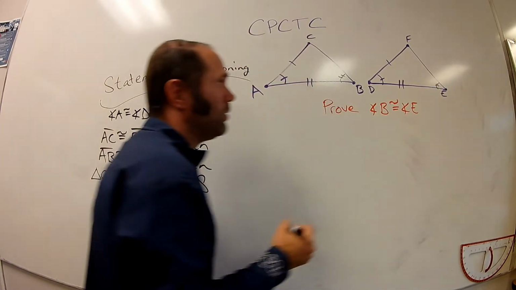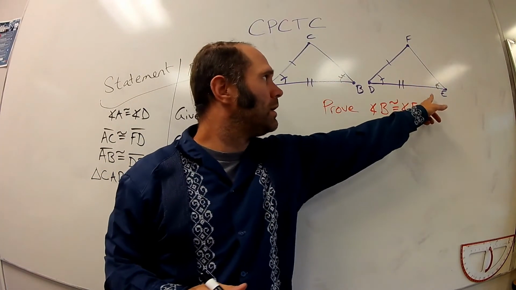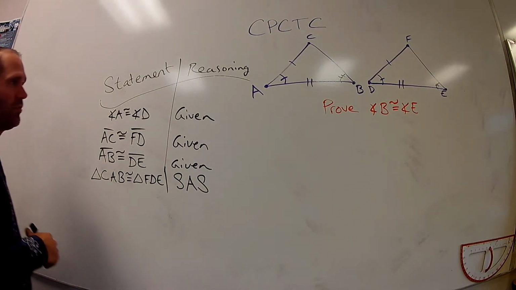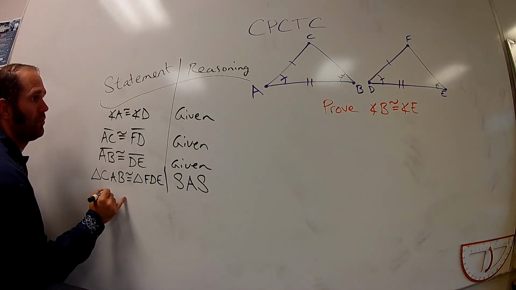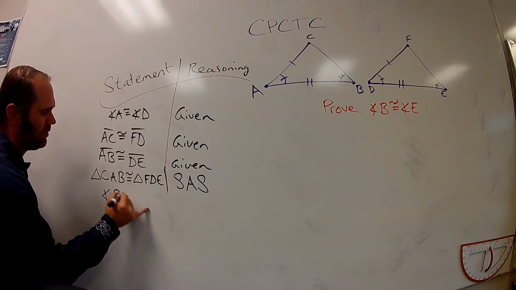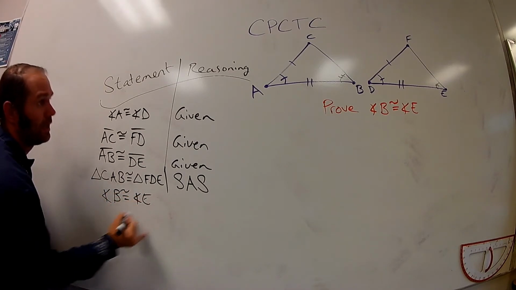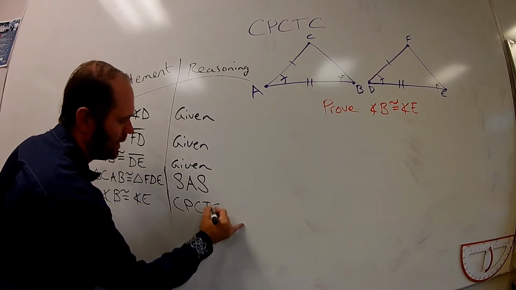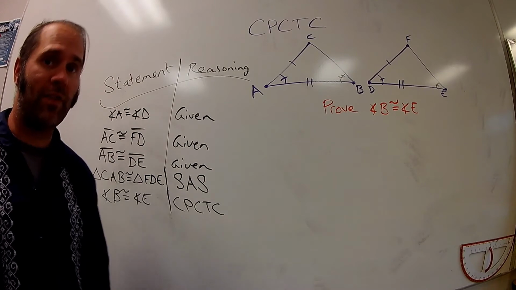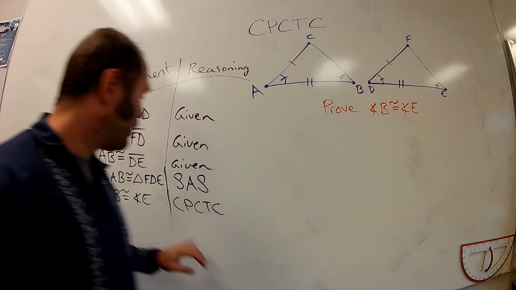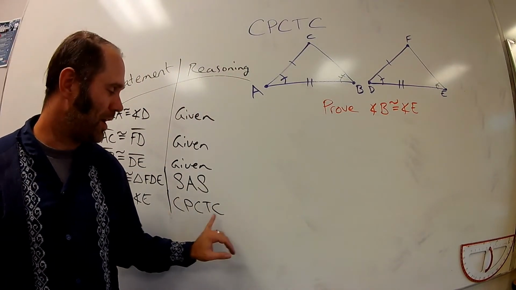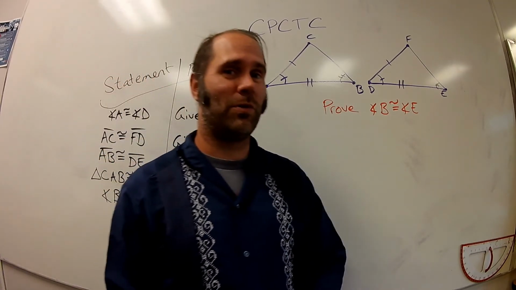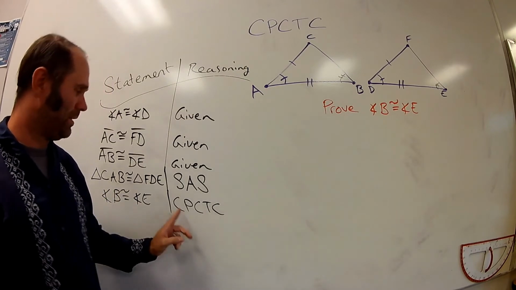This was not given to us. That's why I drew it in a different color, because it wasn't given to us, but we notice that it is true. We can now state angle B is congruent to angle E by CPCTC. If you forget CPCTC, you can always write corresponding parts of congruent triangles are congruent. Don't do that. Instead, remember CPCTC.